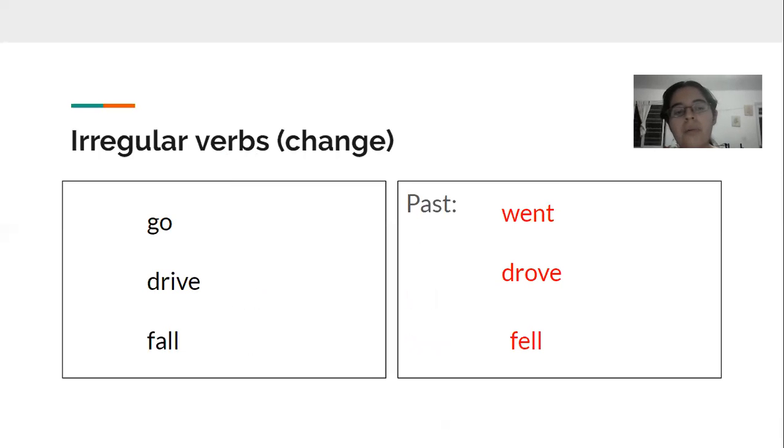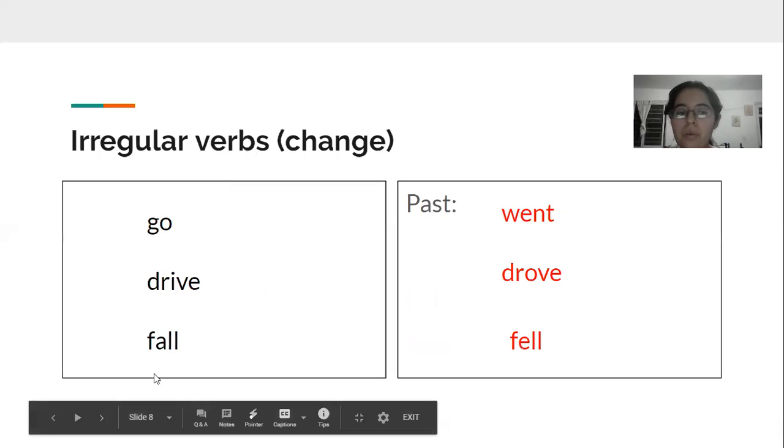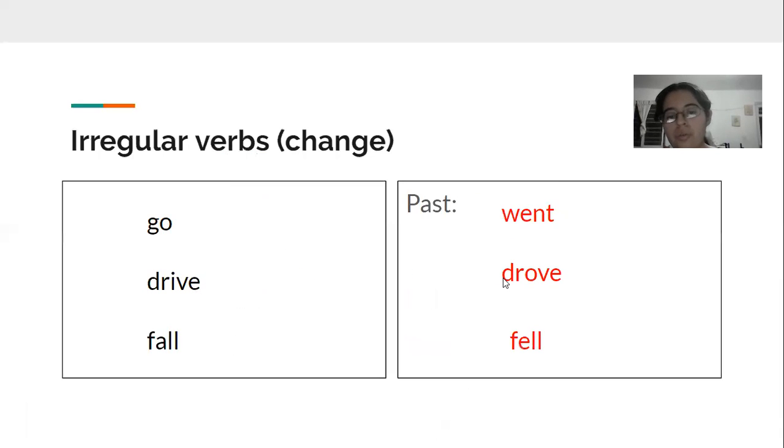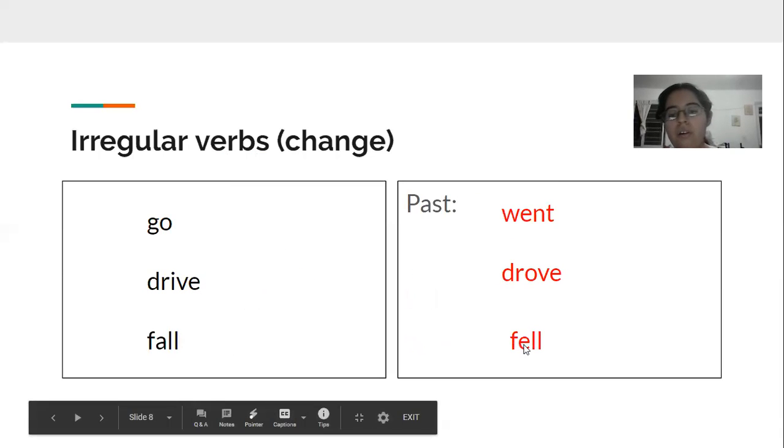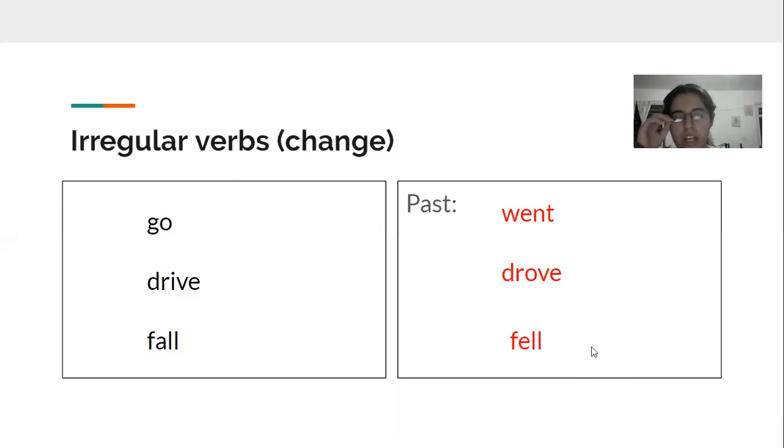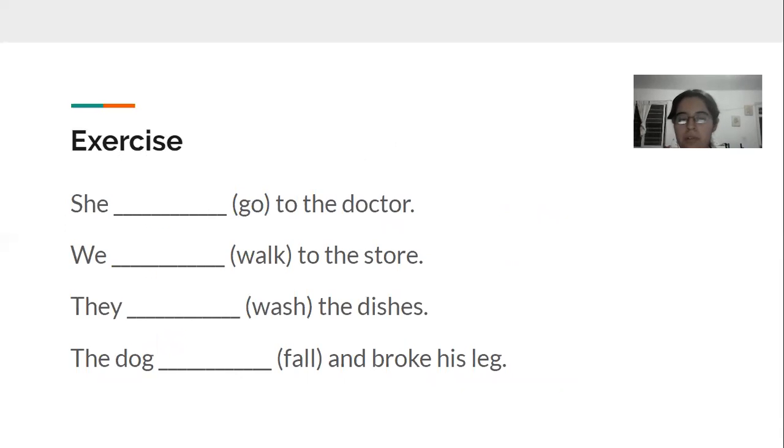There are also irregular verbs, and as we saw, irregular verbs change, like go, went, drive, drove, and fall, fell. So those change. And since they change, we have to memorize them in order to use them afterwards in the simple past. Those are some examples.